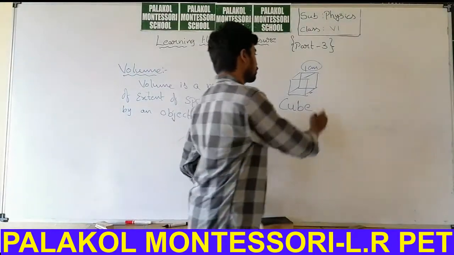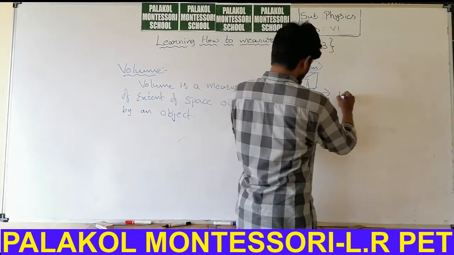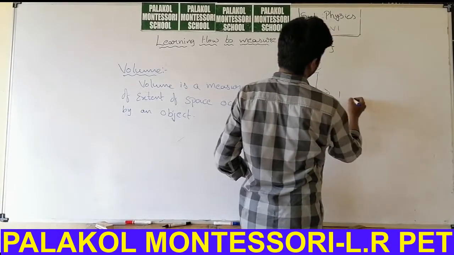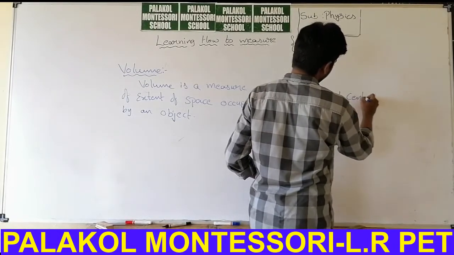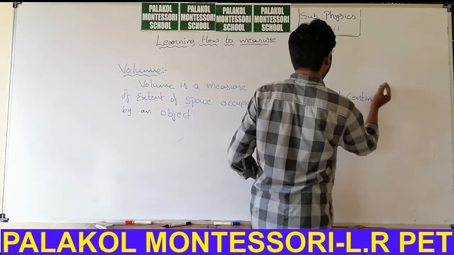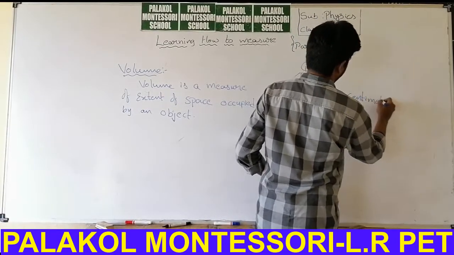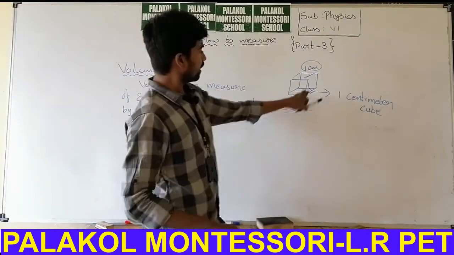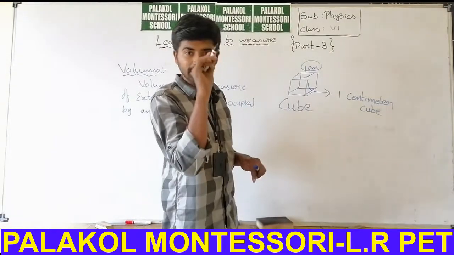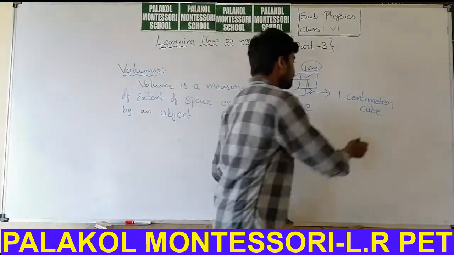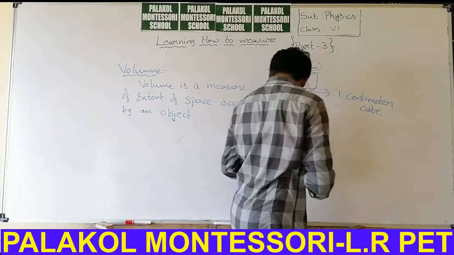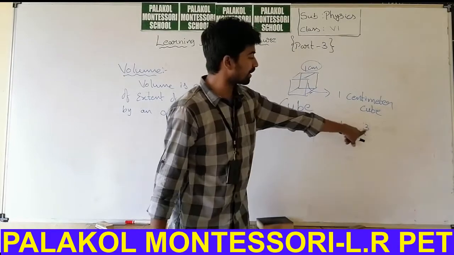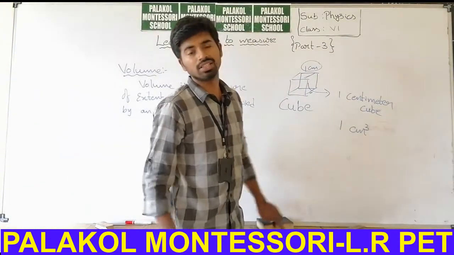And the volume of this cube is 1 centimeter cube. It is a cube, it is not a square, it is a cube. So if it is a square, we will denote power 2. Since it is a cube, we will denote this as 1 centimeter cube, power 3. If it is a square, you have to write power 2.